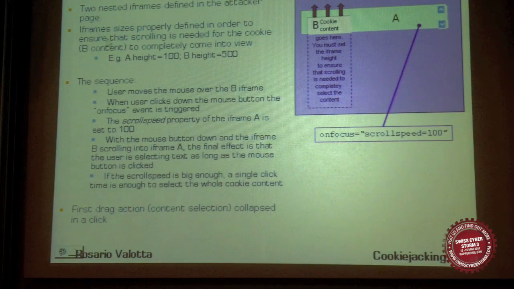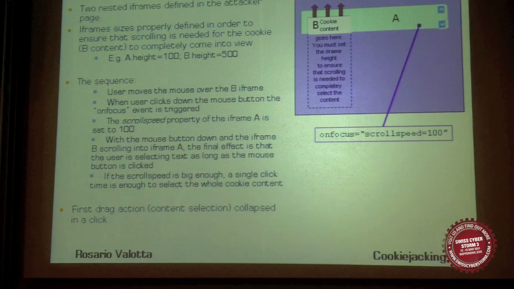Okay. This is the basic approach. This is the attacker web page. The attacker defines two nested iframes. The first contains nothing except the second iframe, and the second iframe contains the cookie text using the zero-day vulnerability shown before. In order for this approach to work, it's important to properly define the two iframe sizes, so that scrolling is needed for the cookie content to come into view. And this is quite feasible if you define very different heights for the two iframes. For instance, the first frame is at 100 and the second frame is at 500.